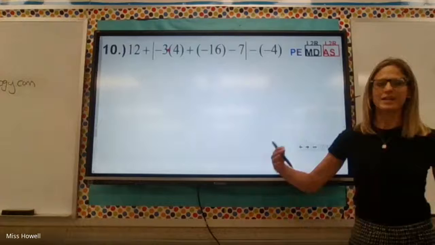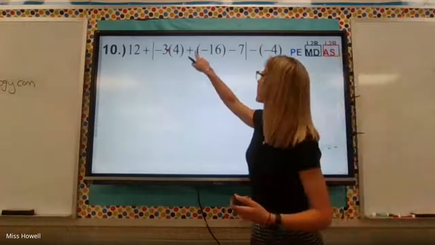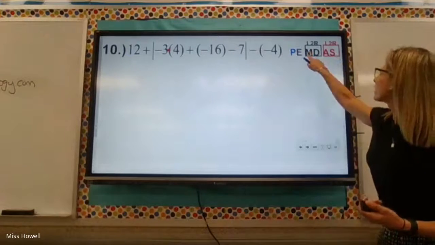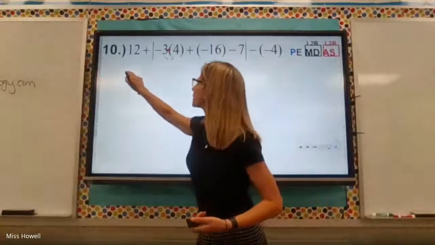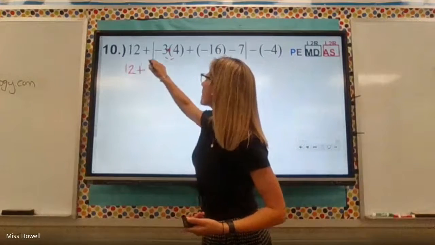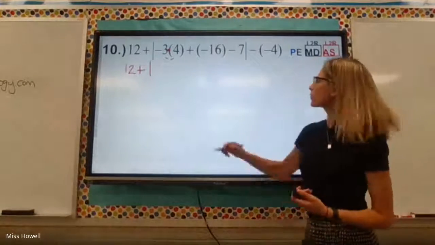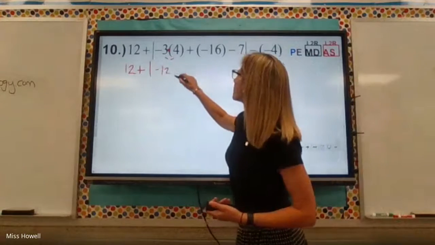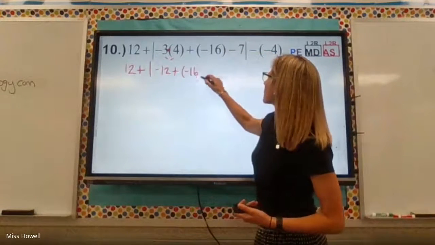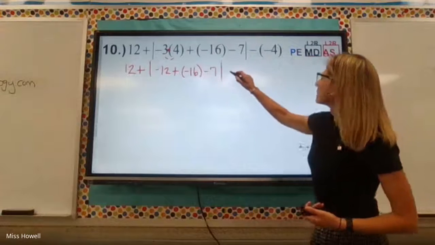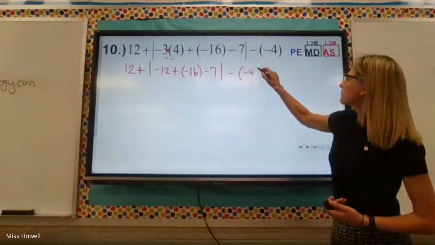All right, we got to start inside of our groupings. We have multiply, add, subtract. In this order, multiply happens first. Everything else down. So 12 plus absolute value. Negative 3 times 4 would give us a negative 12 plus a negative 16 in here, a minus 7. Back here, a minus and a negative 4.